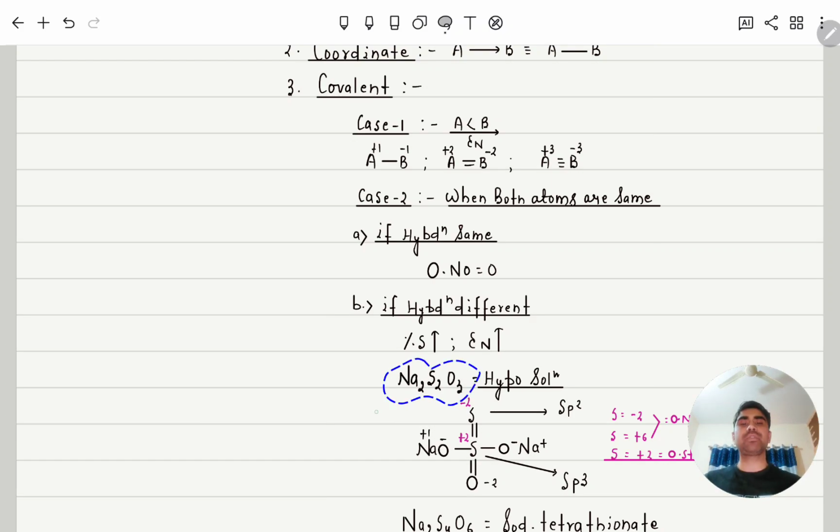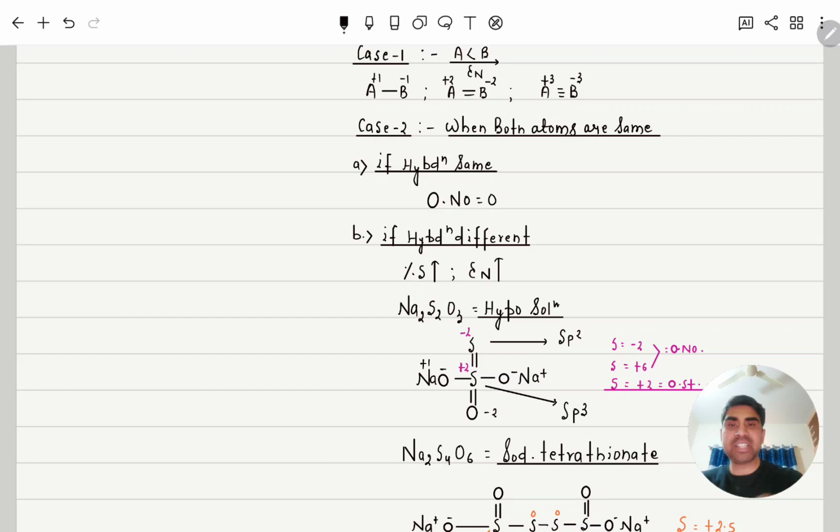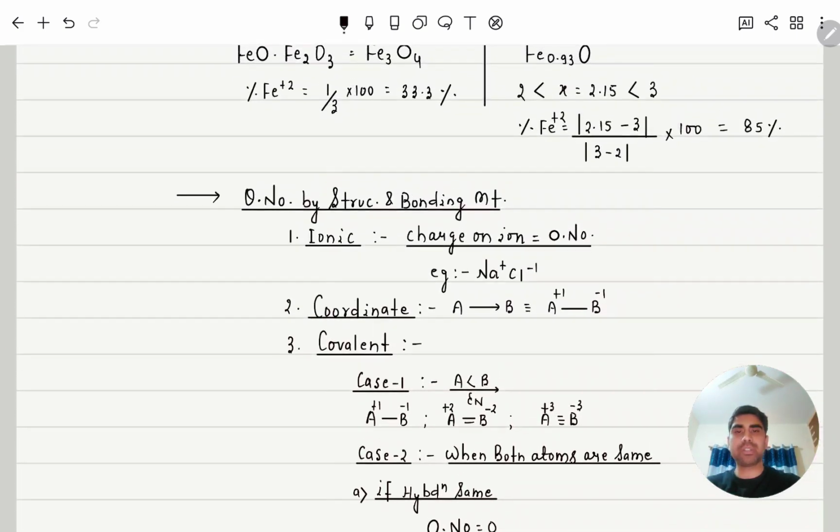Like here you can see hypo solution Na2S2O3. If we calculate by the algebraic method, you will get an oxidation state of +2. Understood? Let's calculate. Here you can see sodium is +1, always, alkali metals are +1, into 2.